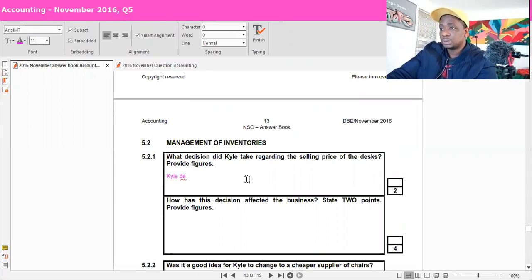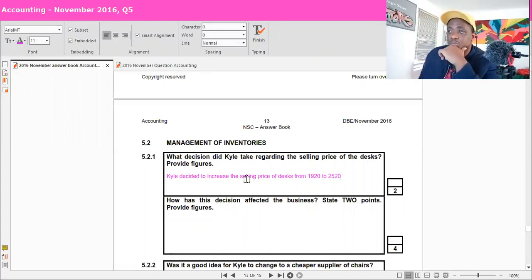Carl decided to increase the selling price of desks from 1,920 to 2,520. So that's it, and you've quoted the figures. Let's put it in so that it actually looks like money.